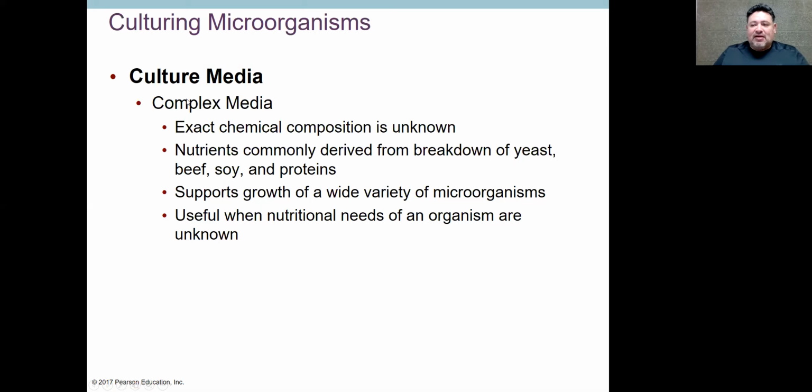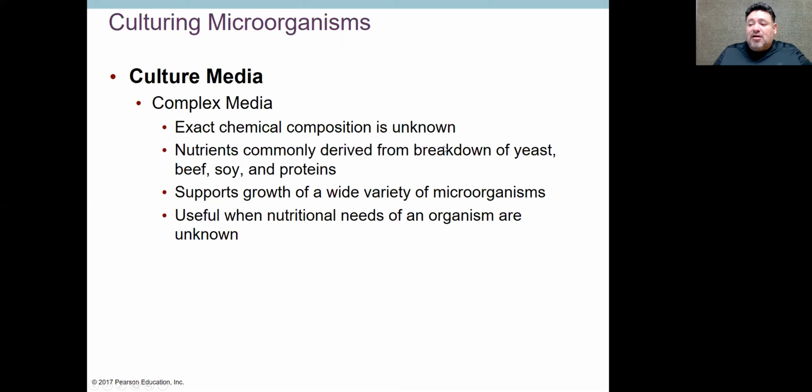So that means that complex media has a lot of things in there. It has a lot of different amino acids, it has a lot of different vitamins, and usually we use this media to culture what's called fastidious organisms. Fastidious organisms are organisms that have a demanding nutritional requirement. So if you have an organism and it needs to have the very best in order to grow, you use a complex media, okay?